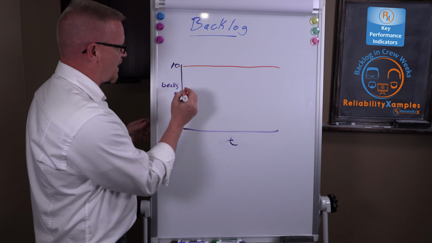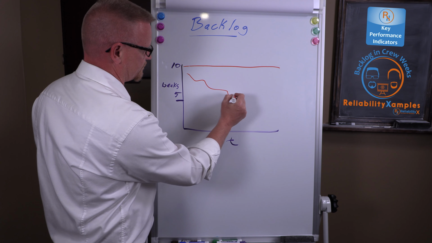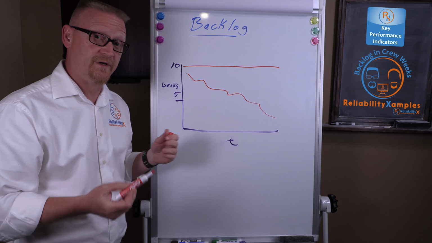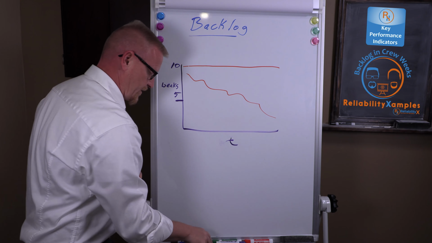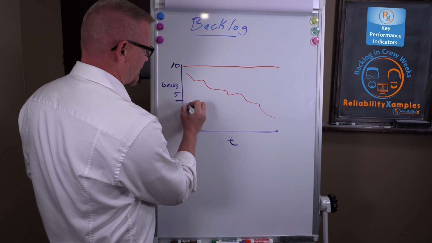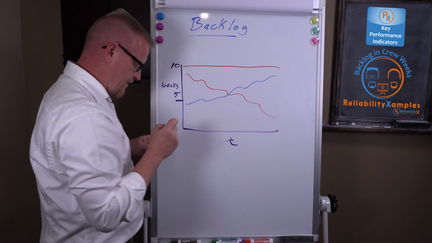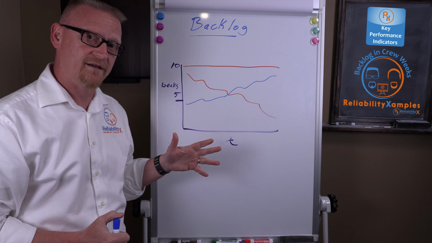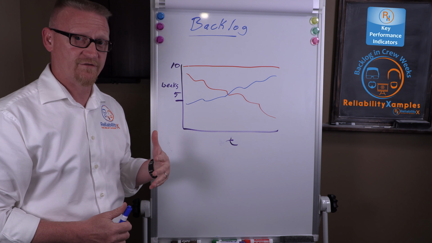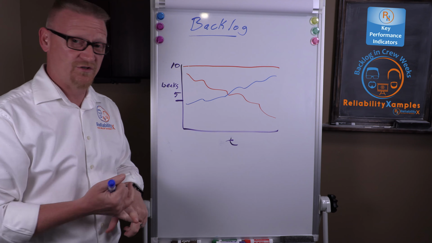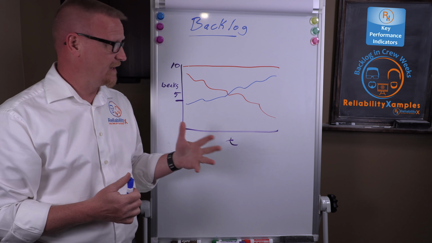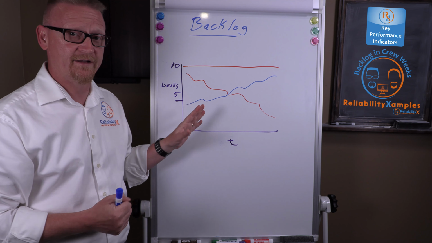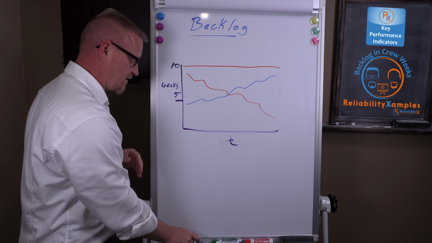Now, what if your backlog is doing this? If your backlog is doing this over time, you've got too many people. The only scenario here where you need more people is if your backlog is going in this direction. If your backlog is steadily growing, you're not handling the influx of work. And this can be due to additional production lines coming into the plant, or resources that may have left and didn't get replaced. There's a variety of reasons why this may be occurring.